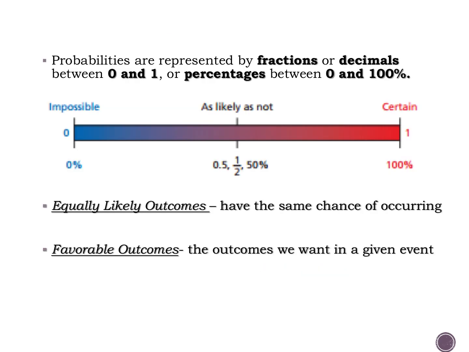With probability, if you remember from Algebra 2, basically we can have a 0% probability all the way up to 100% probability, which is going to happen. Equally likely outcomes have the same chance of occurring, and favorable outcomes are the outcomes we want in the given event.